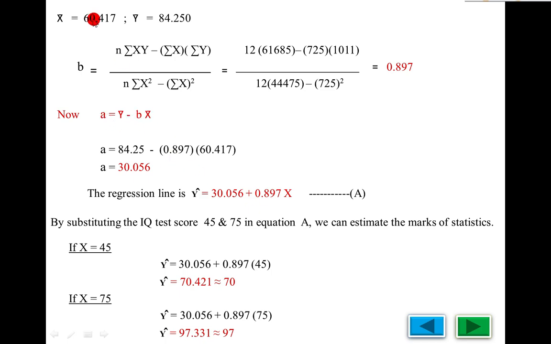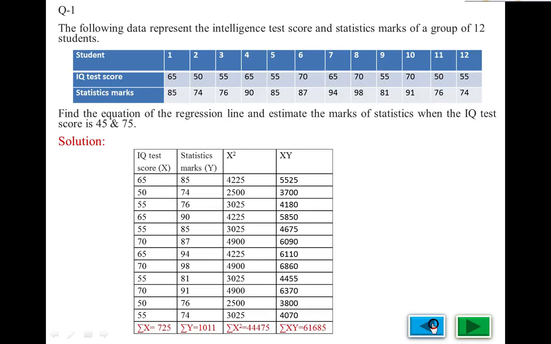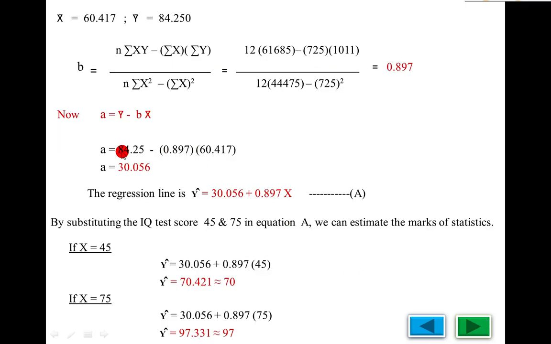Then substitute in the formula of A: put here B, this value, and X bar, the mean of X, which is obtained as summation of X divided by the number of observations, 12, and the mean of Y, which is obtained as this value divided by 12. Then substitute here Y bar and X bar, simplify, A is 30.056. Then substitute the values of A and B in the equation of a straight line: A is 30.056 plus B is 0.897, and X stays as it is. This equation is called the fitted equation or regression equation or regression line.